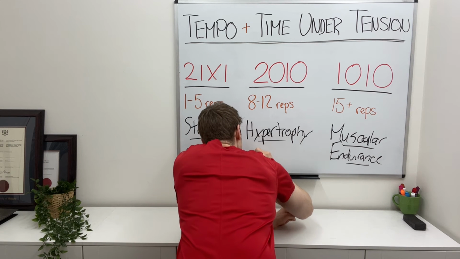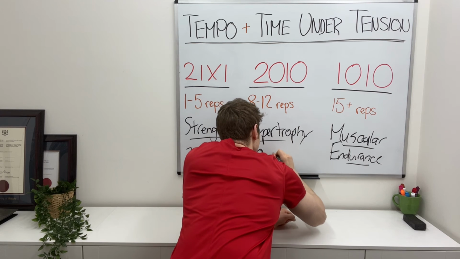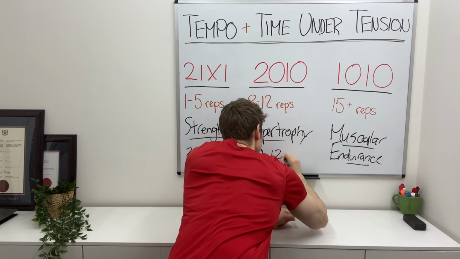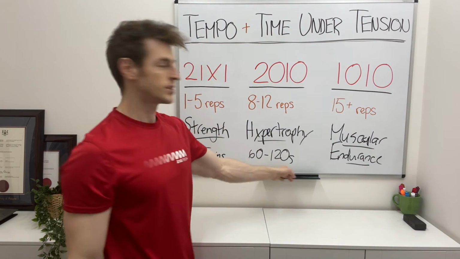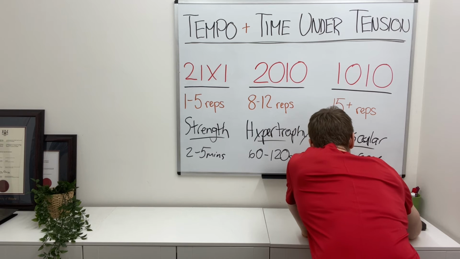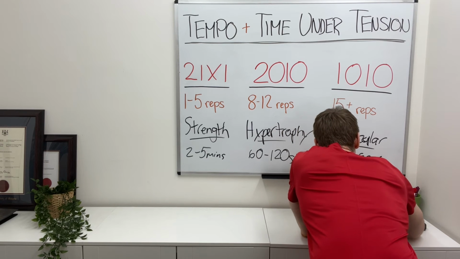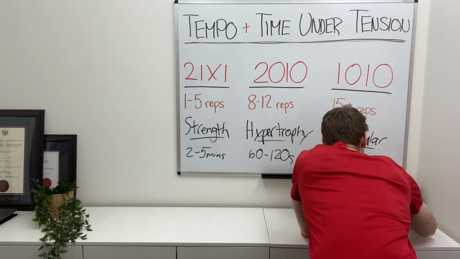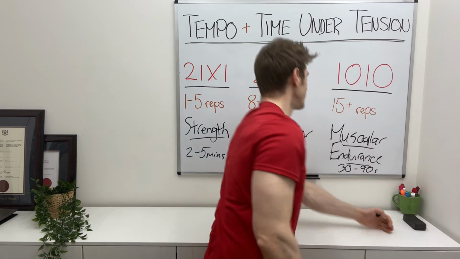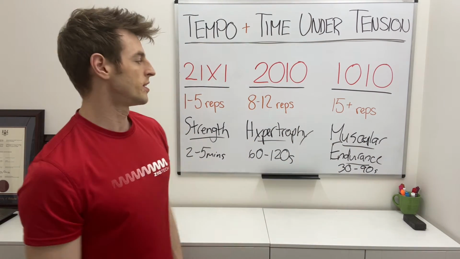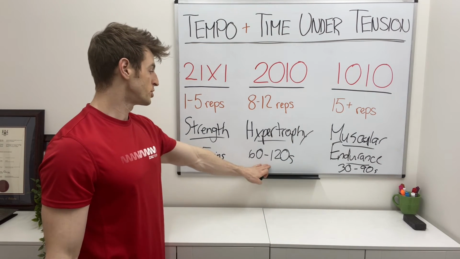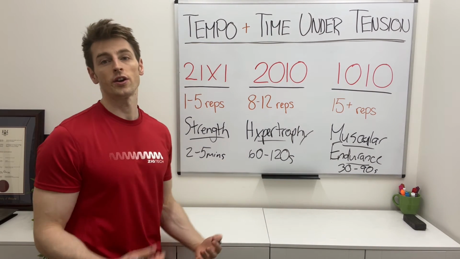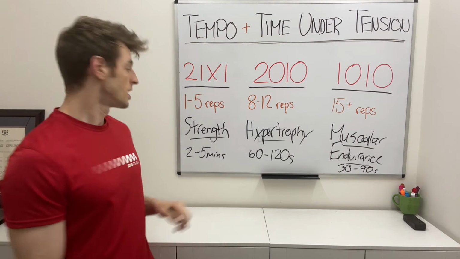Hypertrophy, in general cases, you will be taking about 60 to 120 seconds rest. And then muscular endurance, you could be anywhere from let's say 30 to 90 seconds. There's a lot of different variables here. Muscular endurance could be a short rest or a longer rest. Hypertrophy is somewhere in the middle, 60 to 120 seconds. That's 1 to 2 minutes.